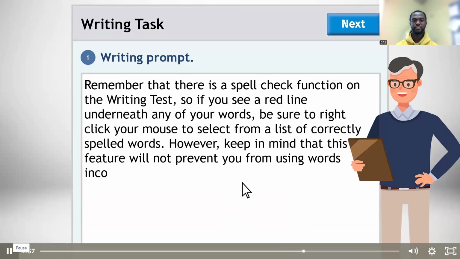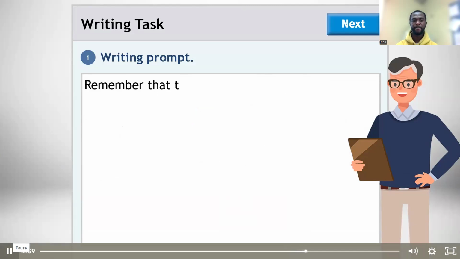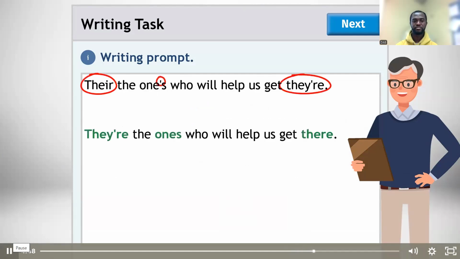Spell check would not, for example, pick up the mistakes in this sentence. They're the ones who will help us get there. The correct version of this sentence should look like this. Spell check can only verify whether the words you write match its database of correctly spelled words. It cannot let you know if you are using a particular word in the right context.